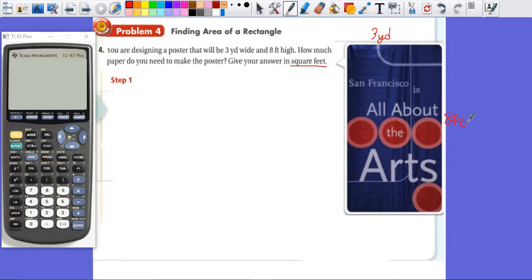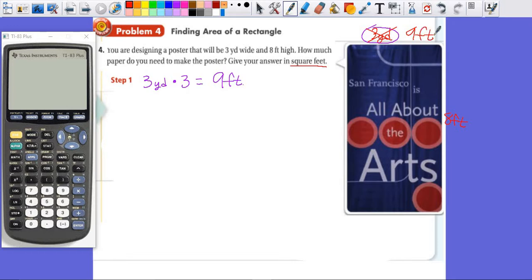So what we need to do first is we need to convert this 3 yards into feet. How do we do that? So we take 3 yards, and for every 1 yard, there's 3 feet. So we're going to multiply that by 3. And that'll tell us exactly how many feet are in 3 yards. And that would give us 9 feet. All right? So we can now get rid of this 3 yards up here and put 9 feet in.